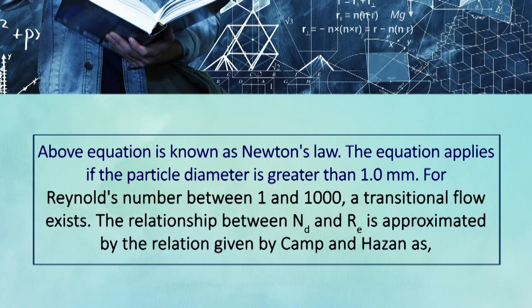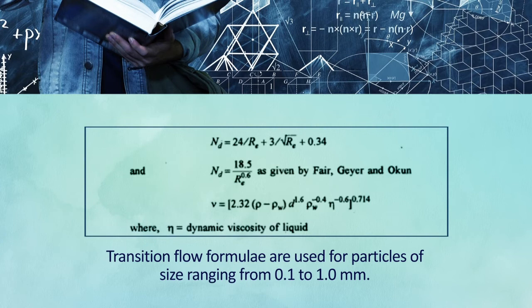For Reynolds number between 1 and 1000, a transitional flow exists. The relationship between Nd and Re is approximated by the relation given by Camp and Hazen as Nd is equal to 24 divided by Re plus 3 divided by root Re plus 0.34, and then V is equal to 2.32 into [(rho minus rho w) into d to the power 1.6 into rho w to the power minus 0.4 into nu to the power minus 0.6] whole to the power 0.714, where nu is the dynamic viscosity of the liquid. Transition flow formulas are used for particles of size ranging from 0.1 to 1 mm.